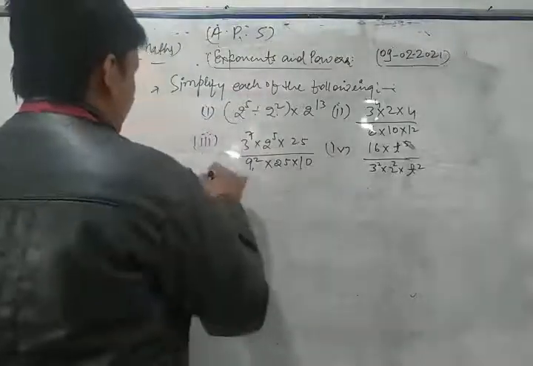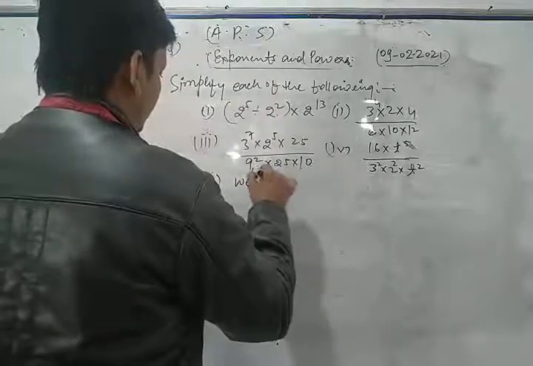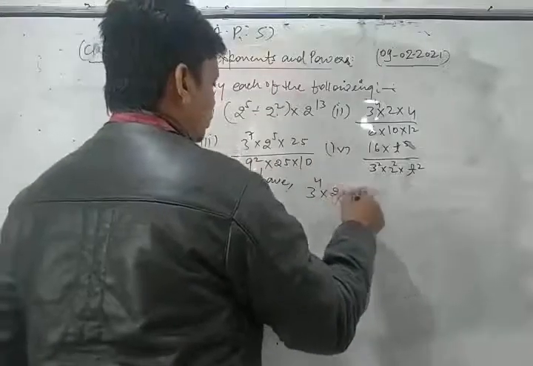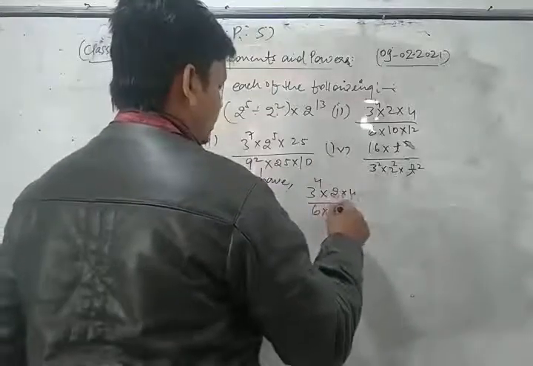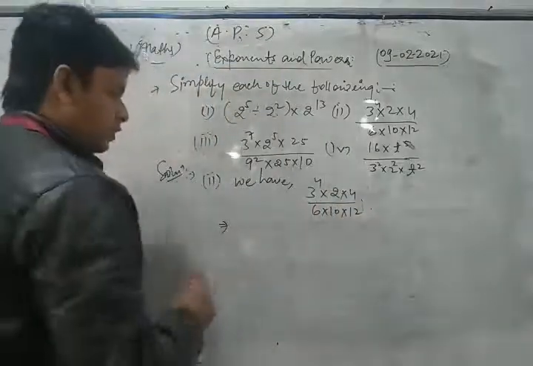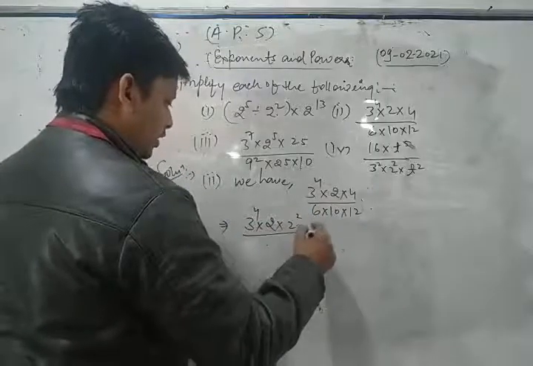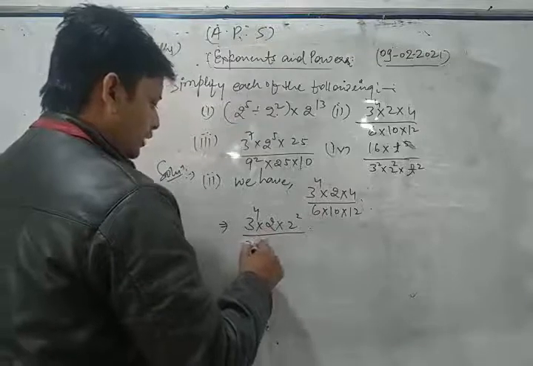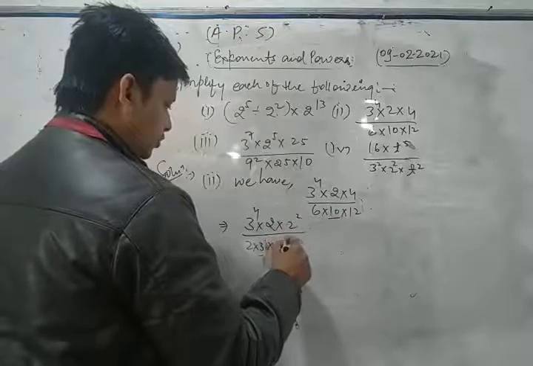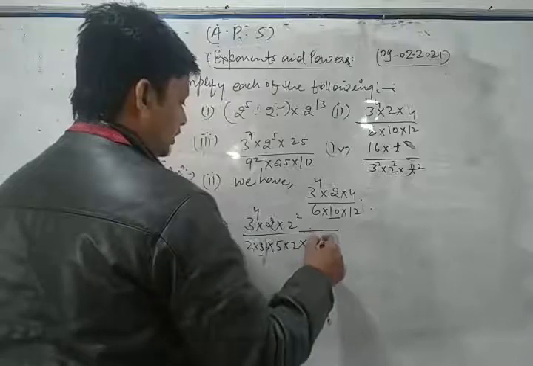Now we take and solve the second part of this question, which is 3 power 4 into 2 into 4 upon 6 into 10 into 12. So we write 3 power 4 as it is, into 2 as it is, into 4 write 2 power 2, upon 6 we write 2 into 3, into 10 we write 5 into 2, and 12 we write 3 into 2 into 2.